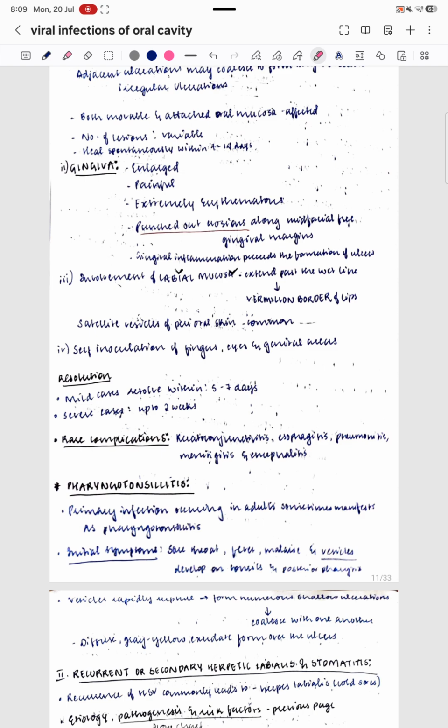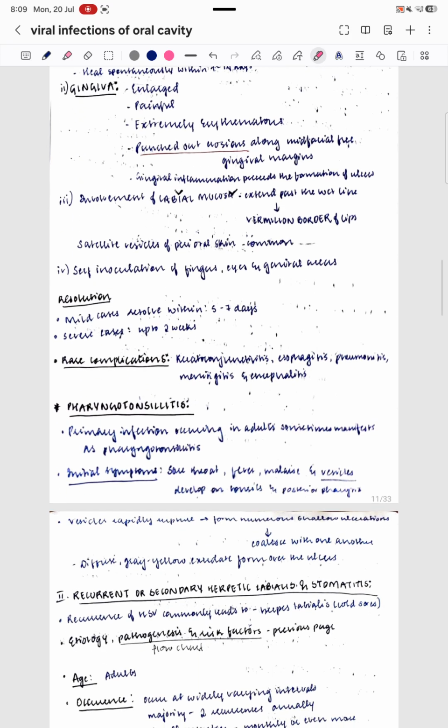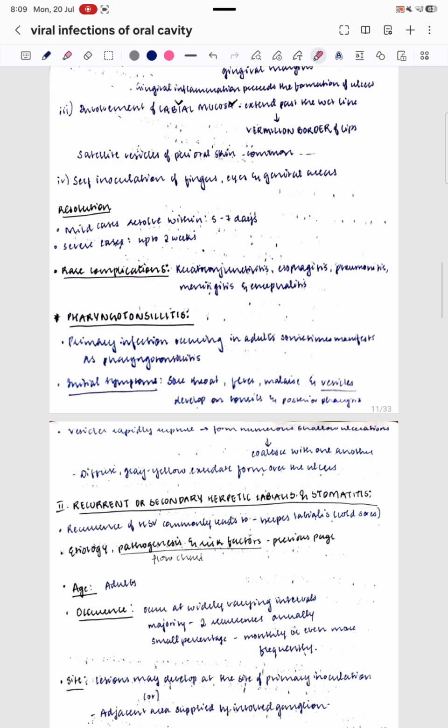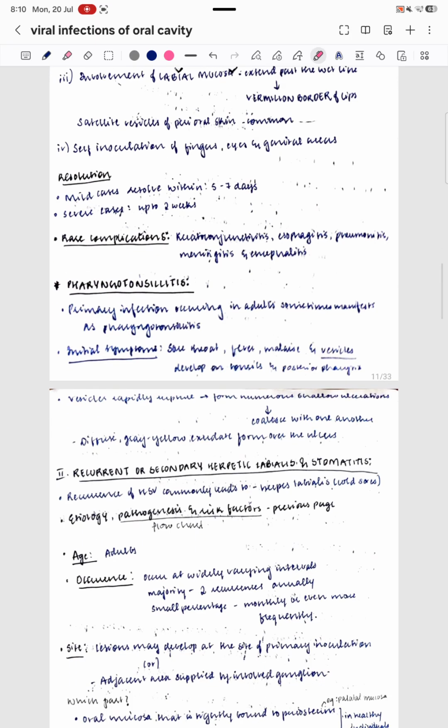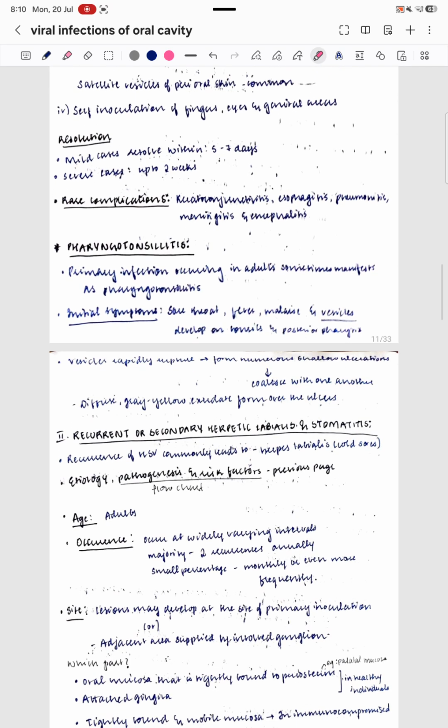Then coming to the labial mucosa, it extends past the wet line, that is the vermilion border of the lips. And inoculations of fingers, eyes and genital areas are seen. Now mild cases resolve within 5 to 7 days. Severe cases take up to 2 weeks. A rare complication is that it could cause meningitis, encephalitis, esophagitis. So different infections or inflammation can be caused, because eventually it is a viral infection.